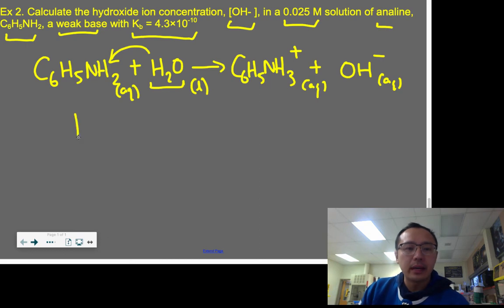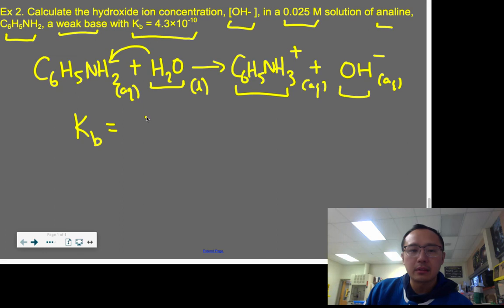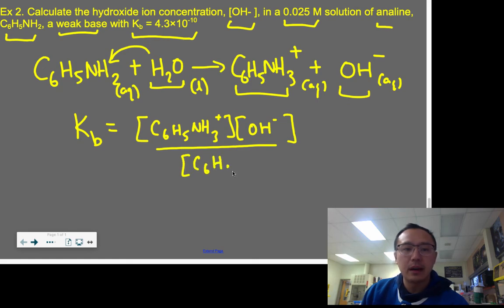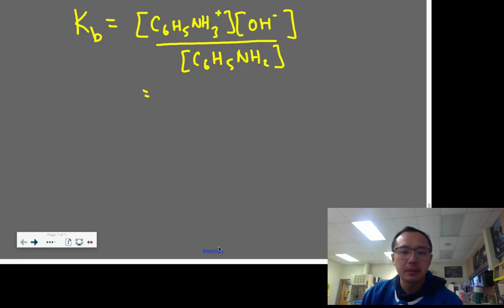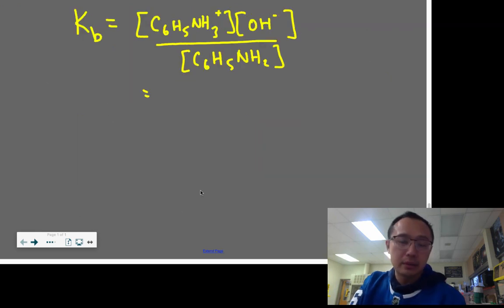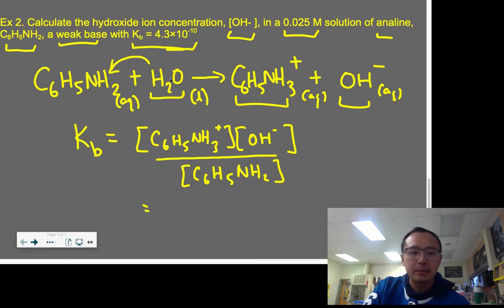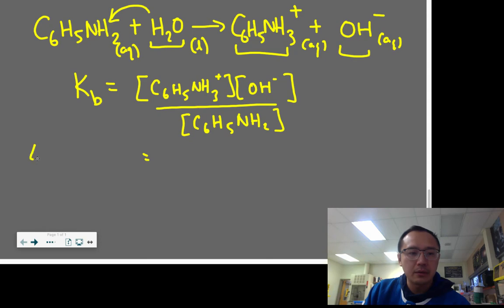So then let's write your Kb here. So my Kb would be my products, so my concentration of these two ions multiplied to each other. So these are my products divided by what I started off with, C6H5NH2. So then let's put some numbers in here. Do I know what my Kb value is? Yeah, so let's go back up here. My Kb value is up here. So 4.3 times 10 to the negative 10. So I'm going to write here 4.3 times 10 to the negative 10.